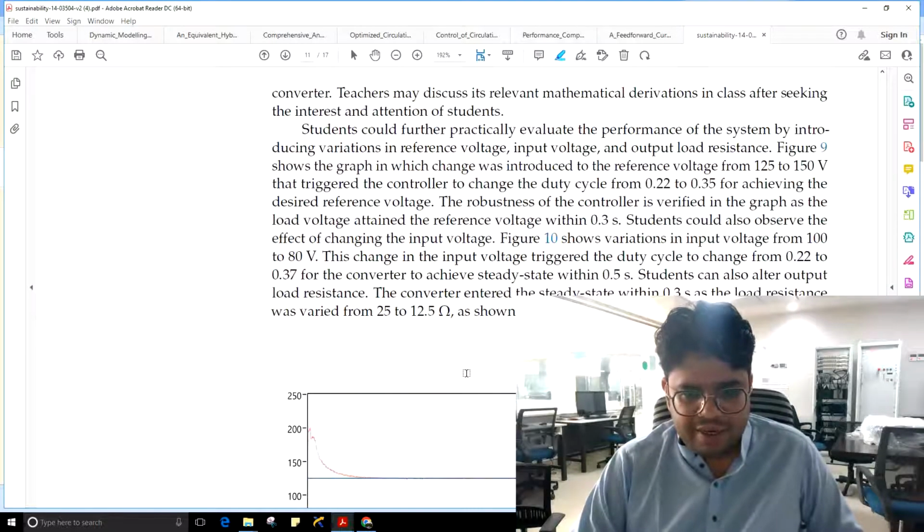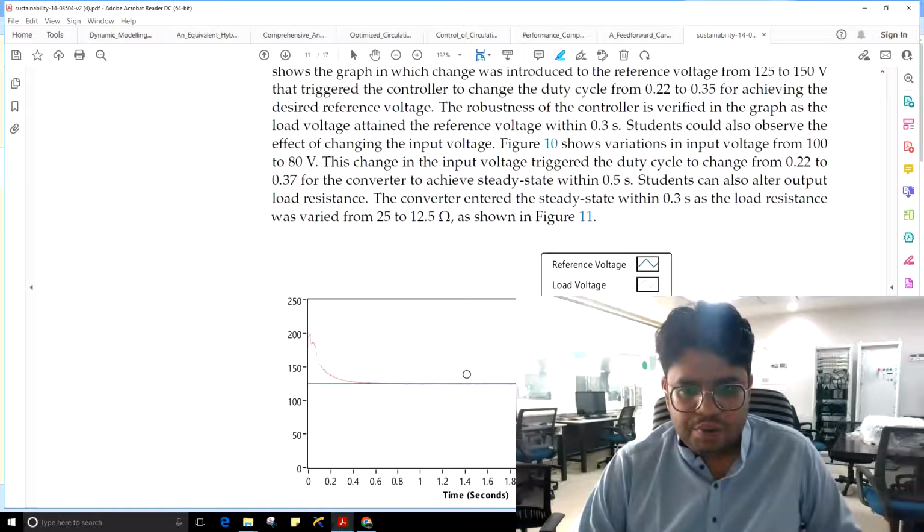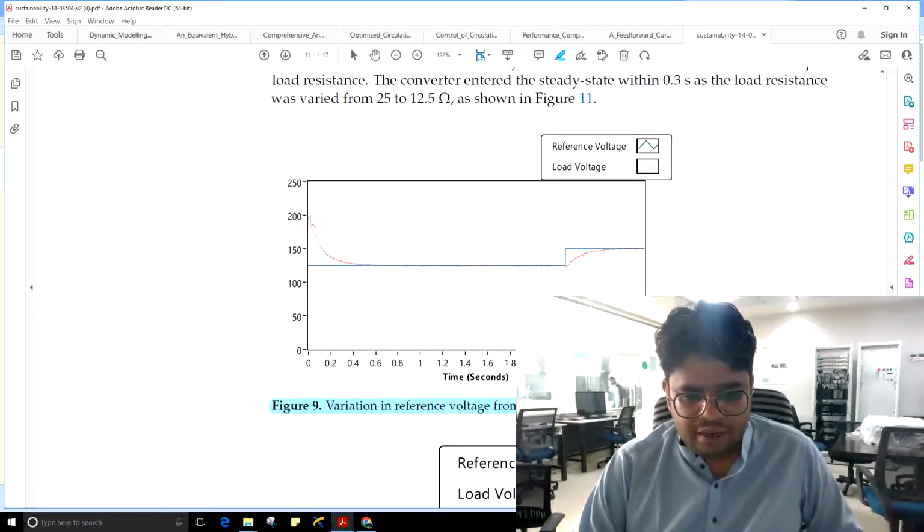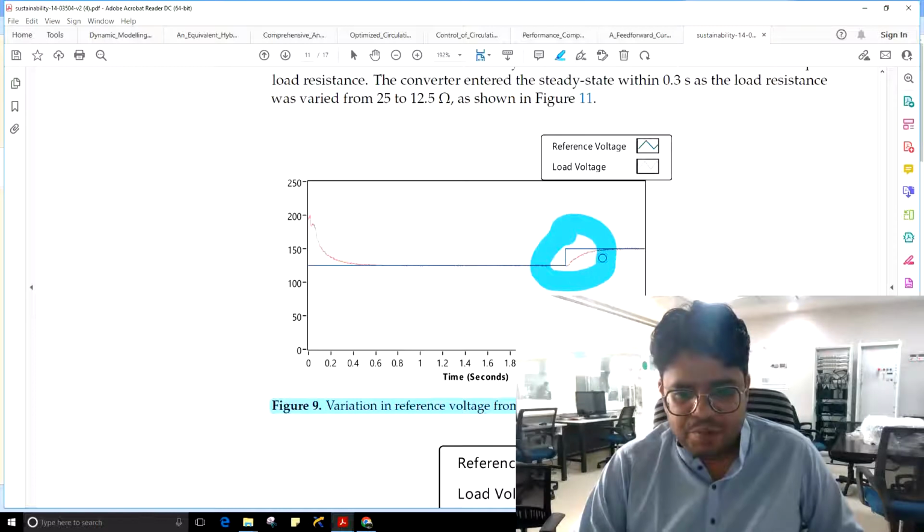Moreover, they test their converter in closed loop, and if there is a variation in the reference voltage from 130 to 150 volt, you see here the variation. So the controller is working properly, and within a few milliseconds it tracks the reference voltage.